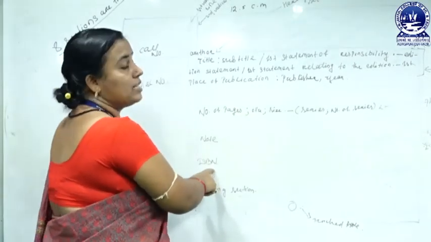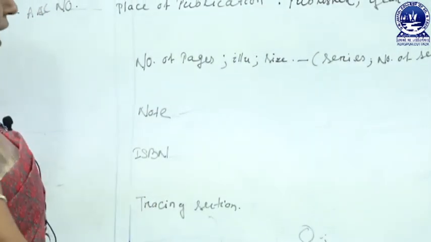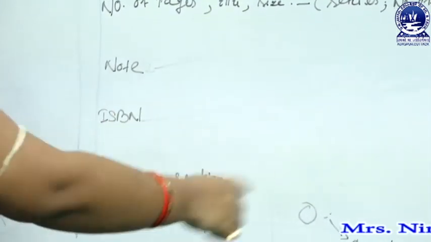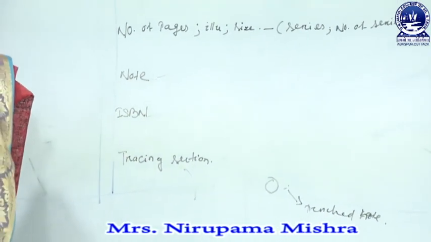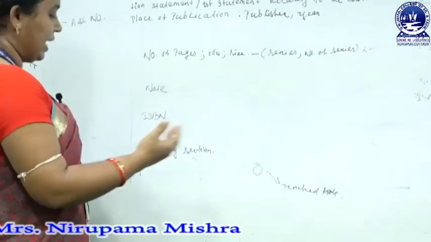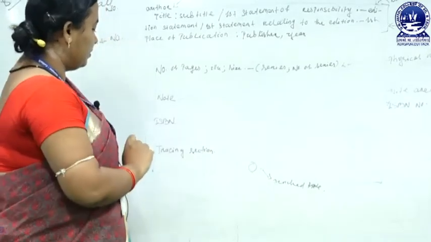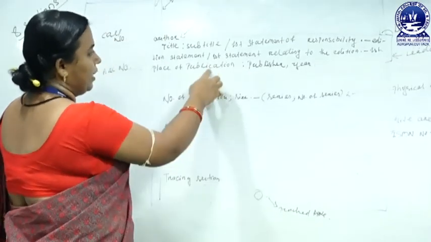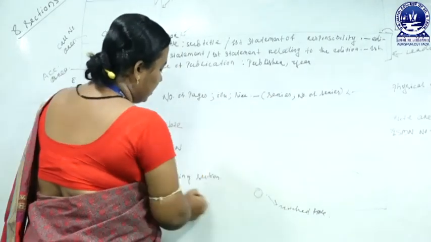After that, you put the ISBN number, the International Standard Book Number. After that is the tracing section, the last one. The tracing section indicates the added entries. This is the main entry structure. The tracing section should define the subject first, then authors. If there is a second author or second editor, put it here. If there is a series title, put it here in the tracing section.